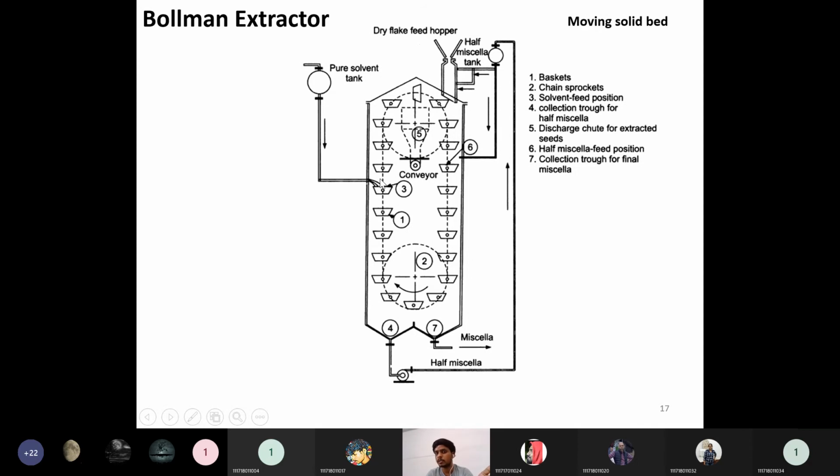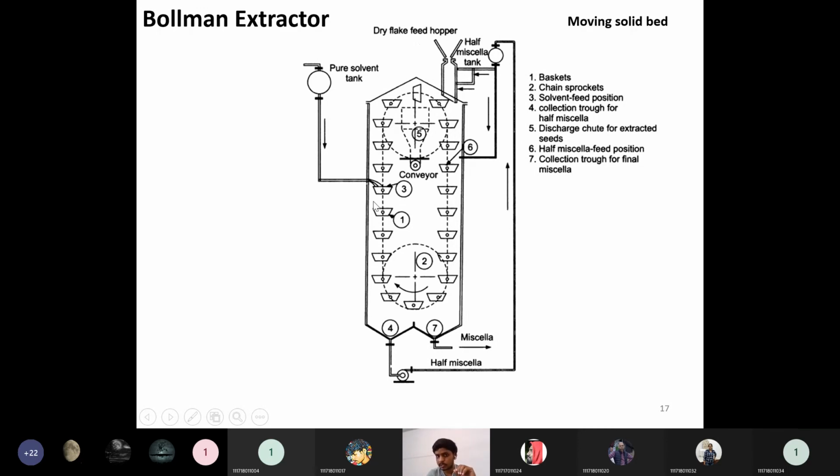So what happens? This oil will be solubilizing inside this solvent. That oil plus solvent is called a half micella, we can say. This half micella will be flowing like this, oil plus solvent. This half micella will be pumped back from the right side of this Bollmann extractor once again to the storage tank here, the half micella storage tank, and through this storage tank it will be applied to the fresh solids.